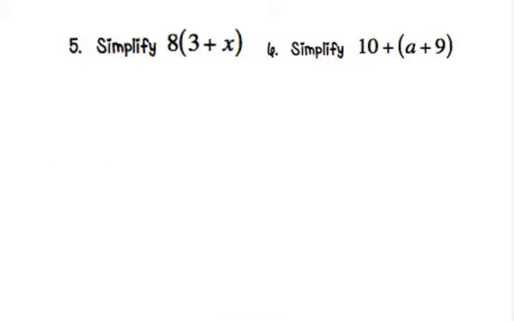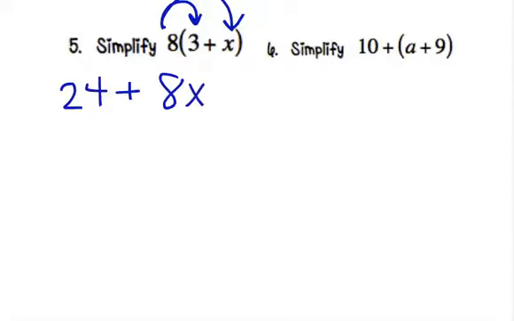Okay, number 5, we're going to do the same thing. We've got a number outside of our parentheses, and inside our parentheses we have a plus. So we are going to do 8 times 3. 8 times 3 would be 24. Now because there's a plus, we're going to put plus, and then we have to do 8 times x. 8 times x is 8x. That is the distributive property.